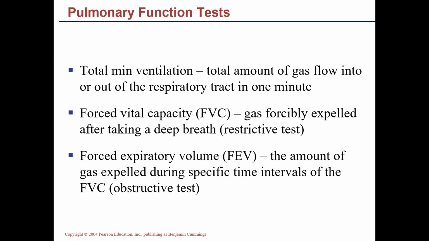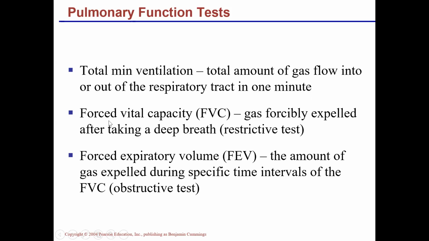There are a few important tests you should probably know. One is the total minute ventilation. That is the total amount of air flowing into or out of the respiratory tract in 1 minute. So if you're sitting quietly, each breath has the tidal volume, in or out, times the rate, how many breaths you have in 1 minute, and that gives you the total minute ventilation.